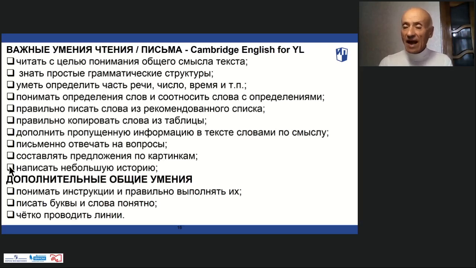I'm talking now about Cambridge English for Young Learners, Starters, Movers, and Flyers level up to the 9th grade. And there are some additional skills: understanding and following the instruction, writing letters and words, and drawing lines.